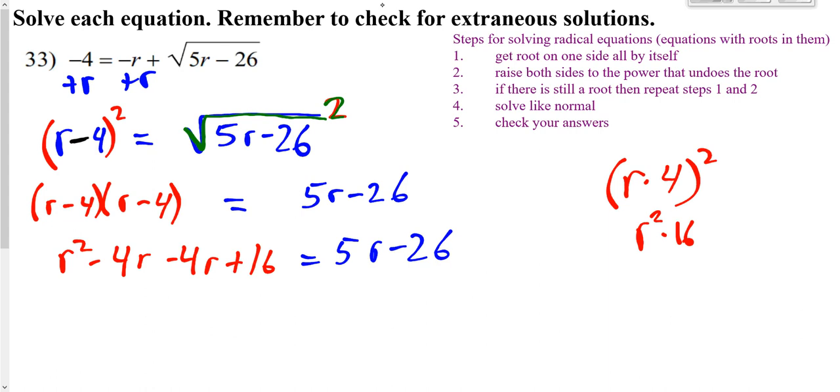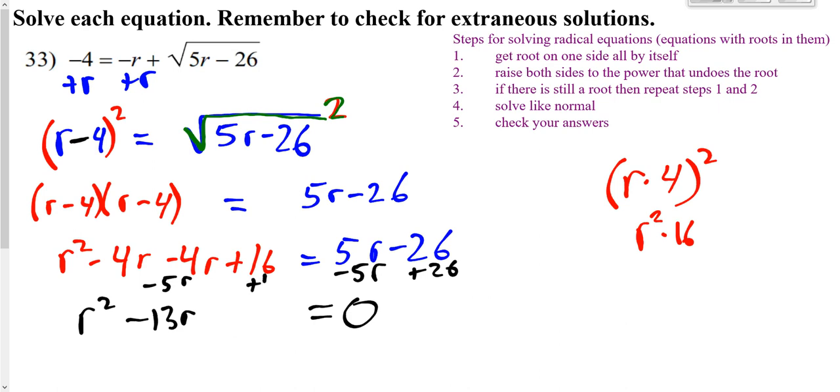And now we end up having a quadratic equation. Remember, to solve a quadratic equation, you want to go ahead and get it equal to 0. So my 4r and 4r on the left would be a negative 8r, but to get this by itself, I'd have to subtract a 5r. So my minus 8r and minus 5r is a minus 13r. And then to get rid of my 26 on the right-hand side, I'd have to add a 26 to both sides.